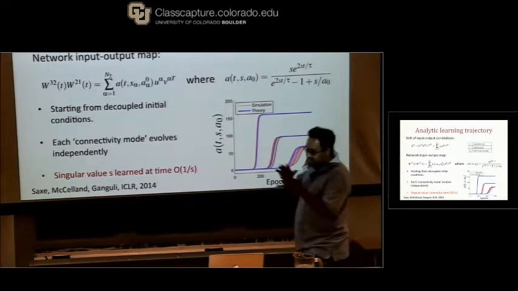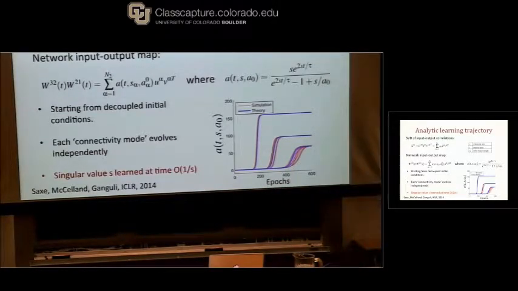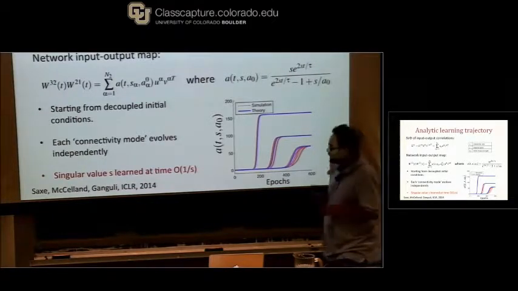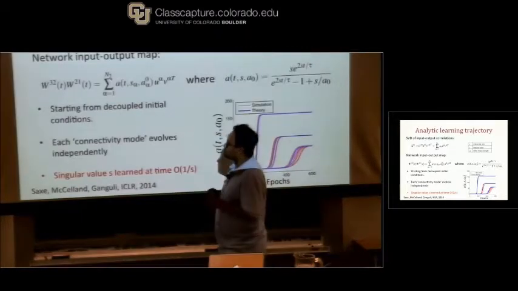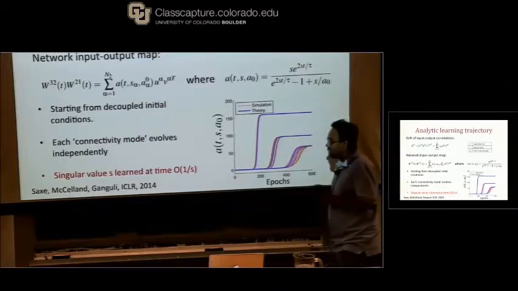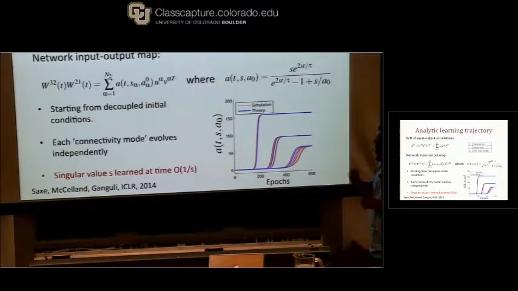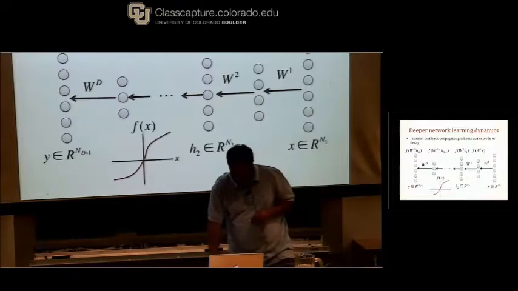The basic take-home message that I think will generalize in other scenarios is that stronger statistical structure in your data is learned earlier. It just so happens that in this deep linear network, we know exactly what the statistical structure is, we know exactly how to quantify strength by singular value, and we know exactly how to quantify time by 1 over singular value.